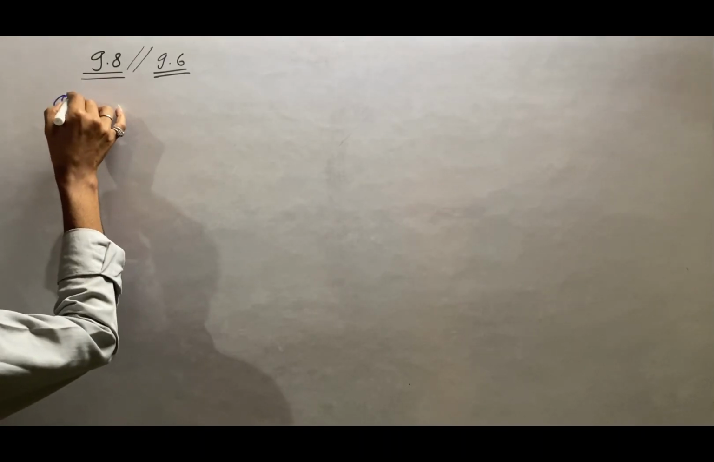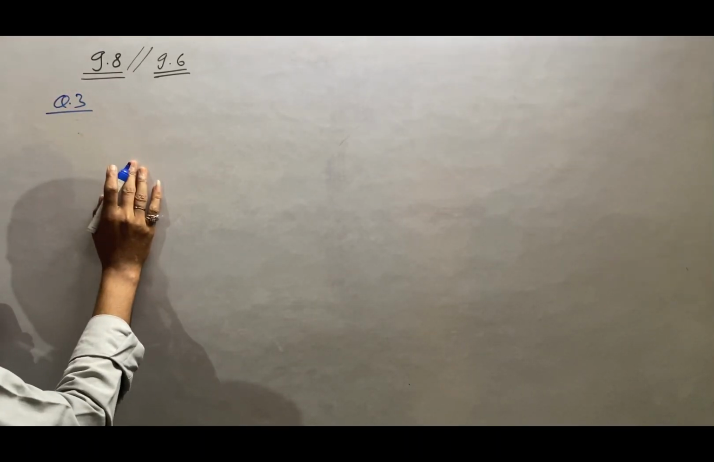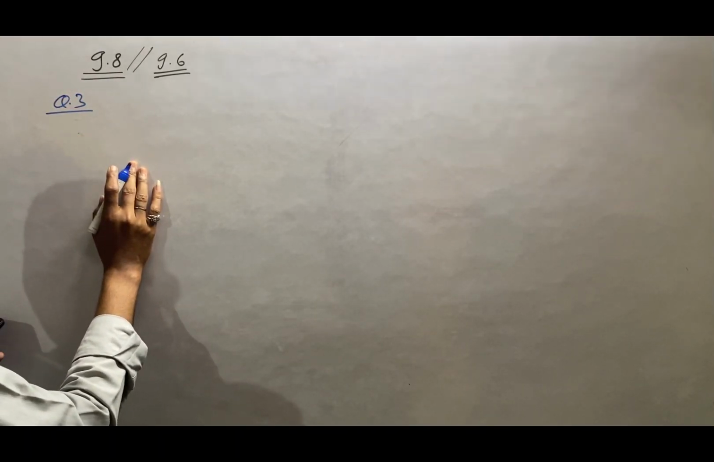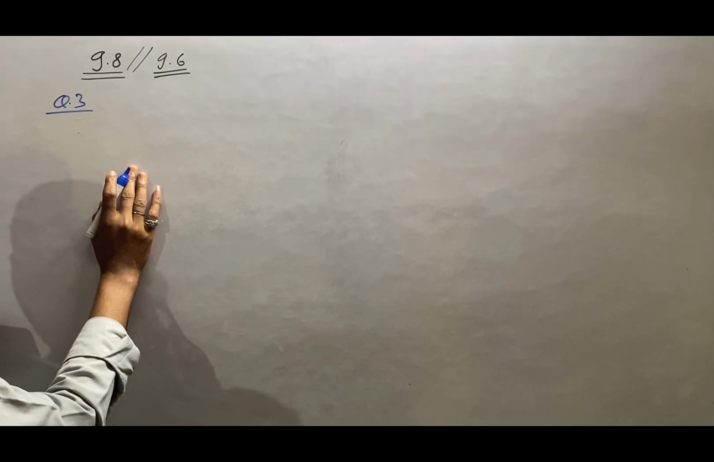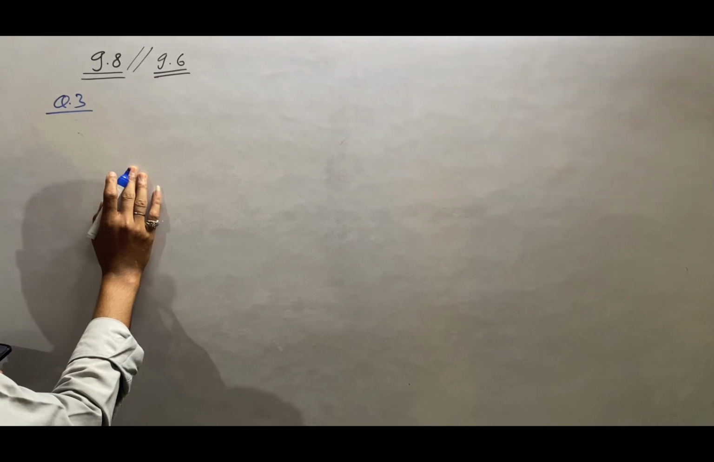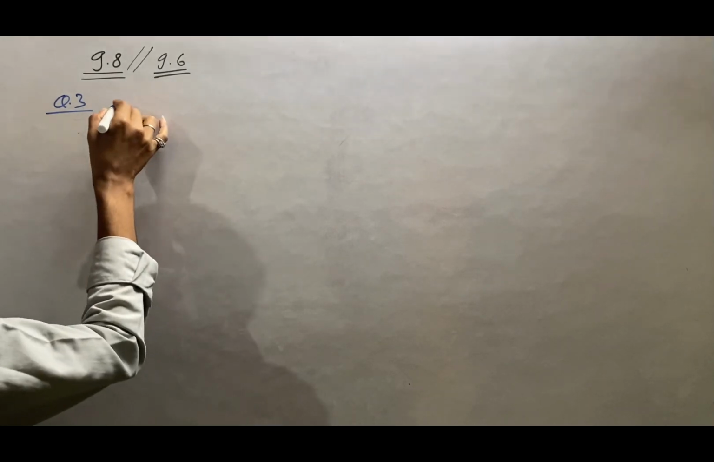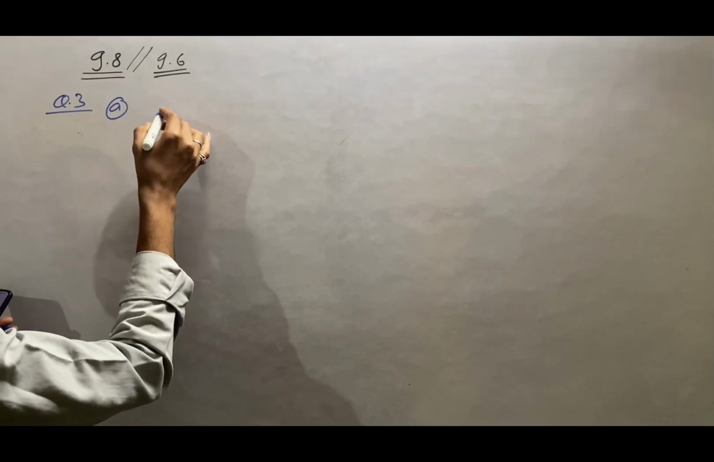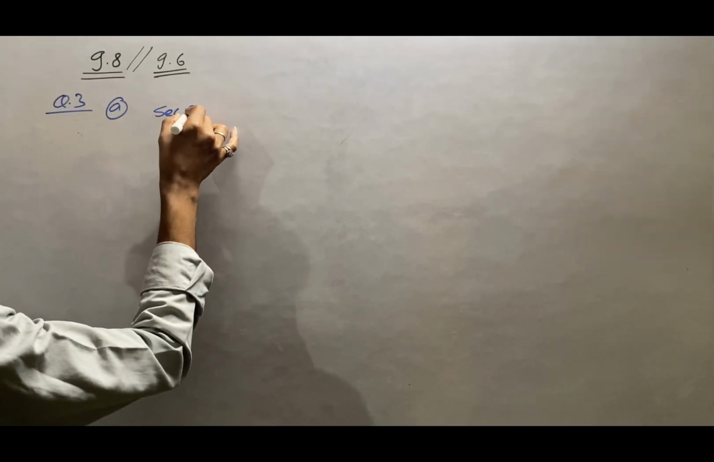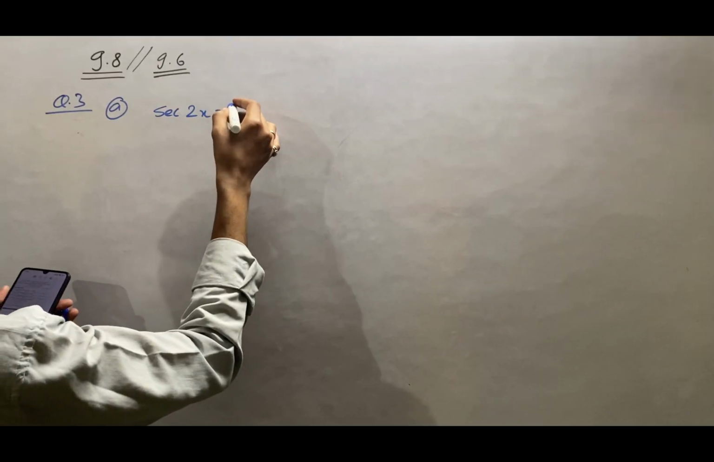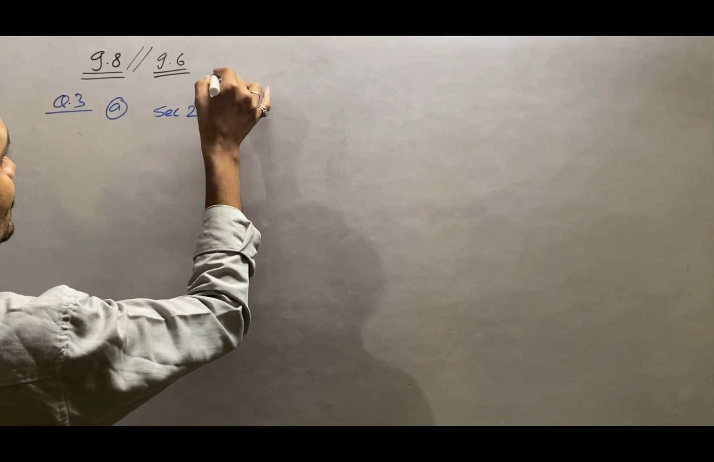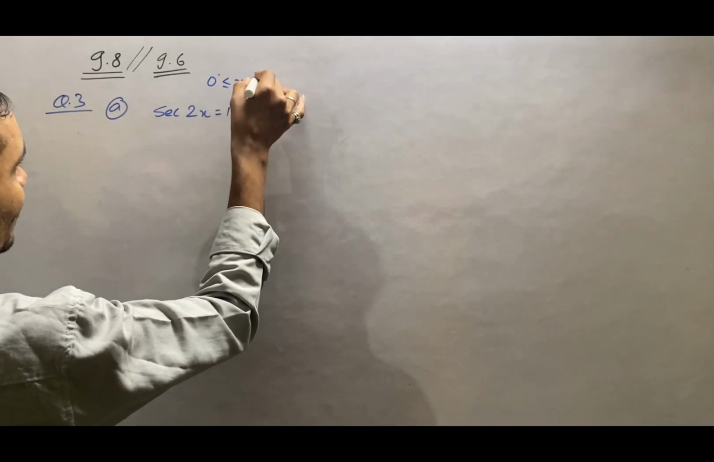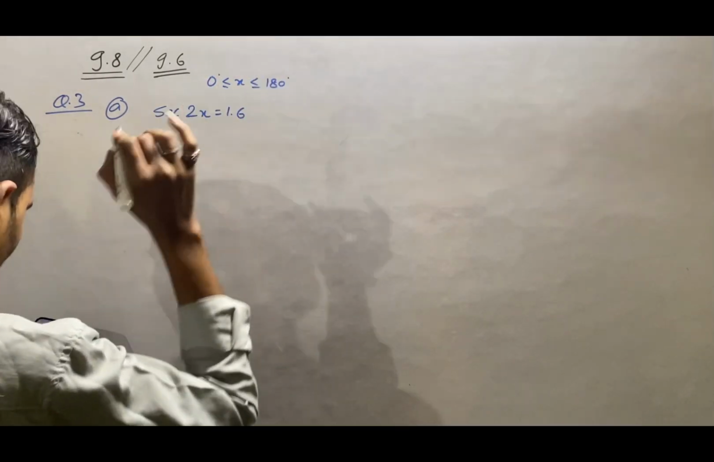Number three, we will select one negative and one positive. So first we will do A. Here we have sec of 2x equals 1.6, and the range is given as 0 degrees less than or equal to x less than or equal to 180 degrees.